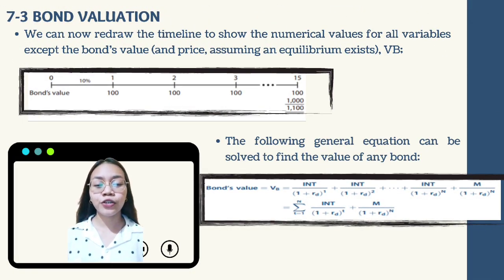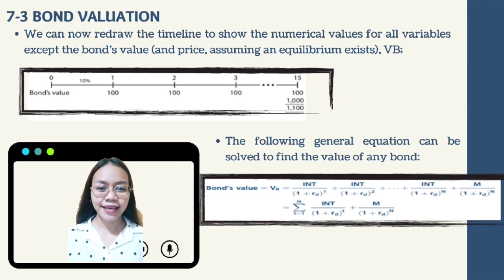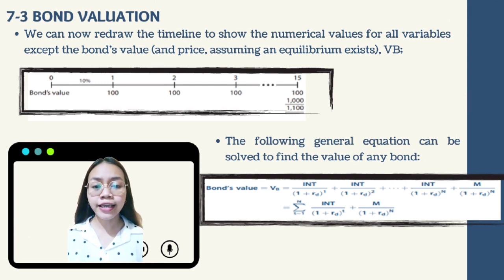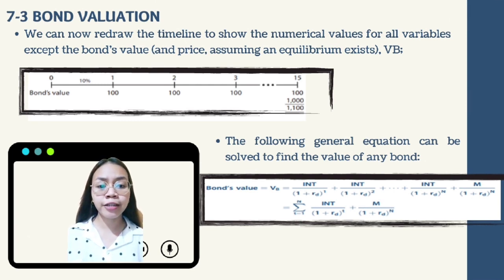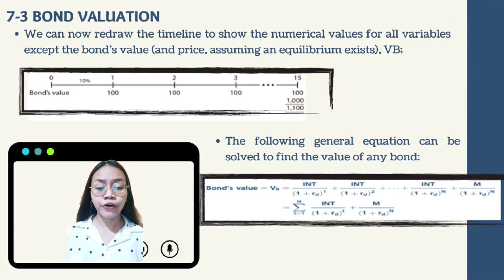We can now redraw the timeline to show the numerical values for all variables except the bond's value and price, assuming an equilibrium exists. So the following general equation can be solved to find the value of any bond. VB is equal to INT divided by (1 plus rd) raised to 1, plus INT divided by (1 plus rd) raised to 2, and so on, plus INT divided by (1 plus rd) raised to N, plus M divided by (1 plus rd) raised to N. N is the number of years before the bond matures. So VB is the summation from t equals 1 to N of INT divided by (1 plus rd) raised to t, plus M divided by (1 plus rd) raised to N.